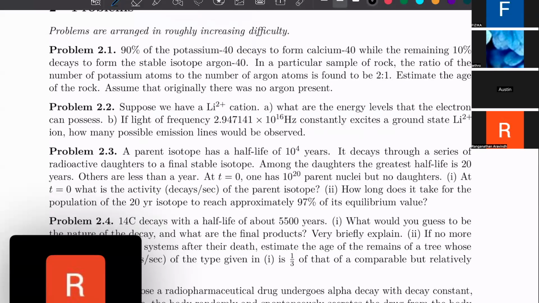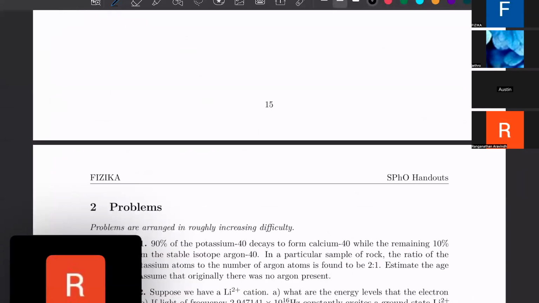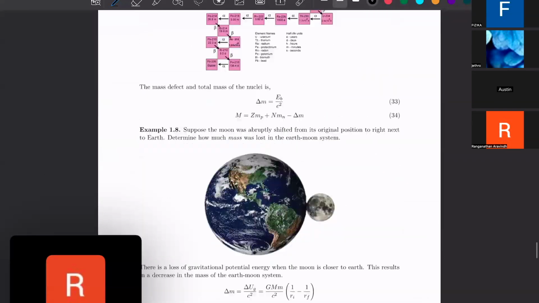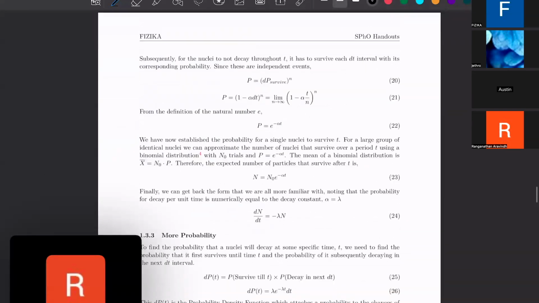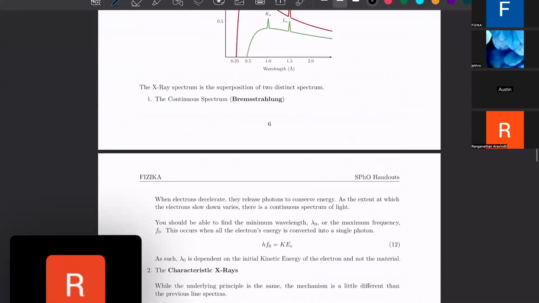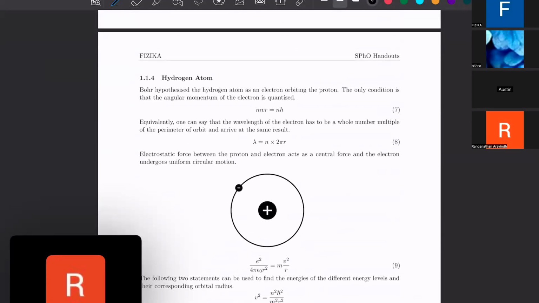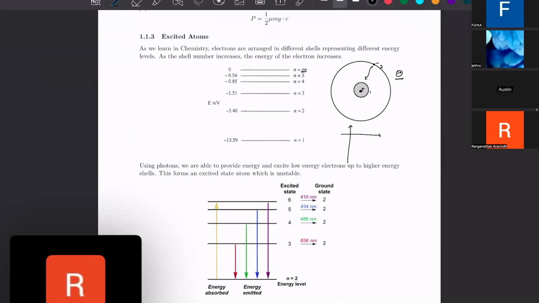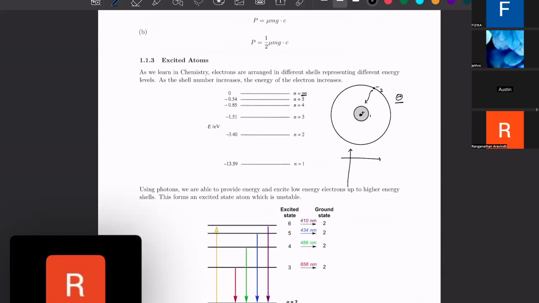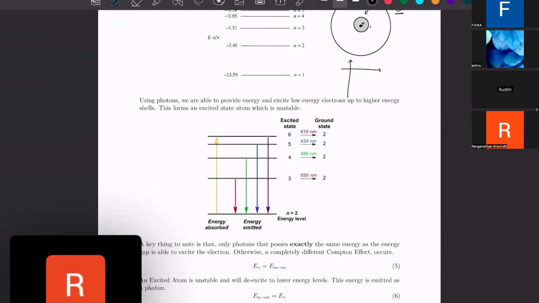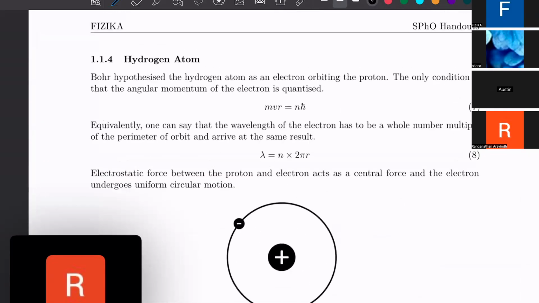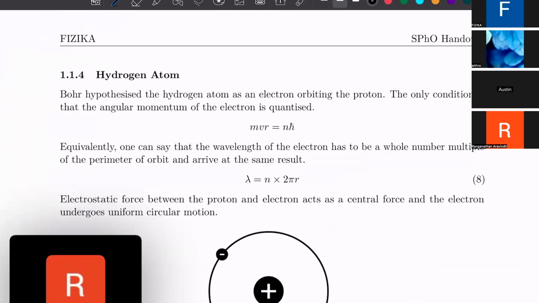Actually, wait. No, you shouldn't do 2.2 yet. Hold on a minute. Maybe I should cover the hydrogen atom first. Yeah, give me a sec. Okay. So I just mentioned excited atoms. Okay, so hydrogen atom.